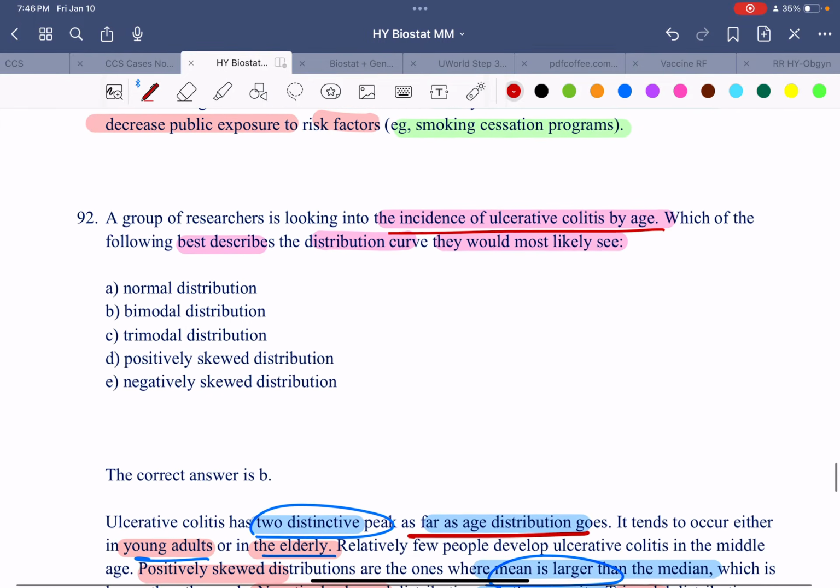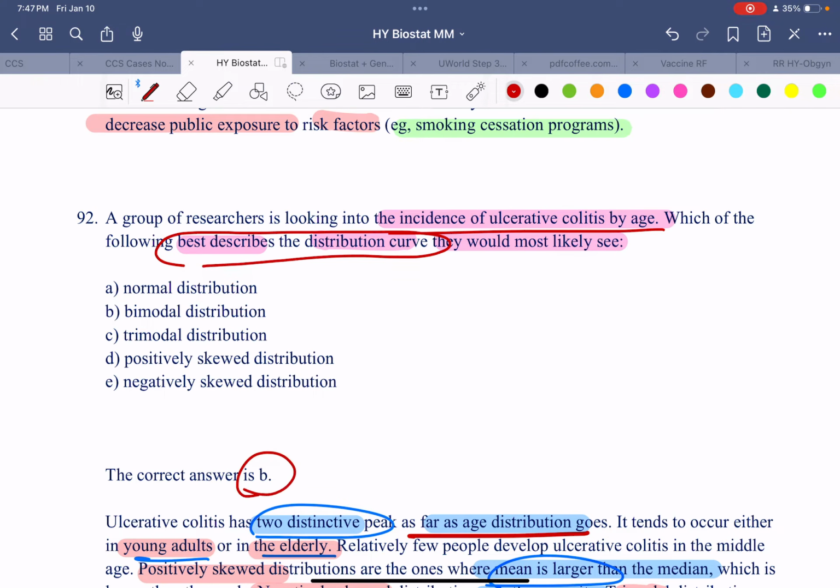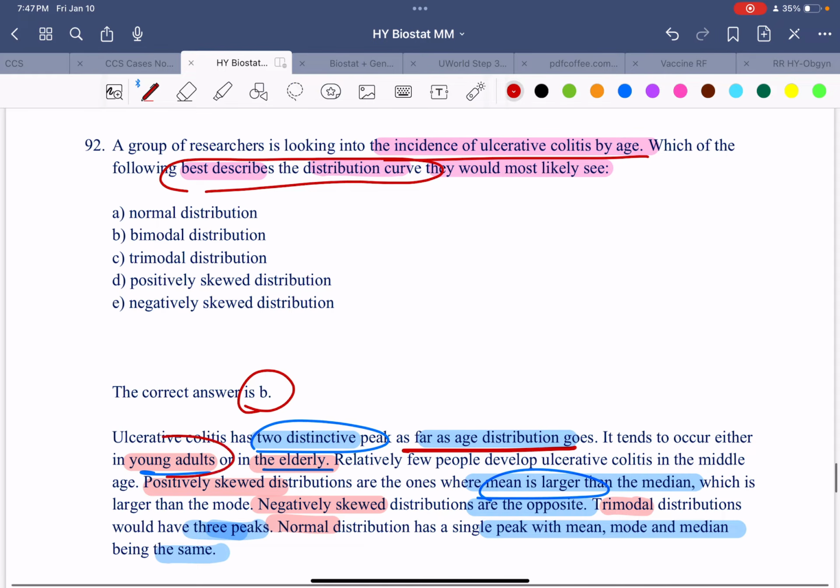Okay, a group of researchers is looking into the incidence of ulcerative colitis by age. Which of the following best describes the distribution curve that they would say? So we know that ulcerative colitis is a bimodal age distribution disease that has two peaks, one in the very young and one in the elderly. Therefore it will be bimodal distribution, and whenever the mean is larger than the median, this distribution is known as positively skewed, whereas whenever the mean is smaller than the median, then this sort of distribution is known as negatively skewed.